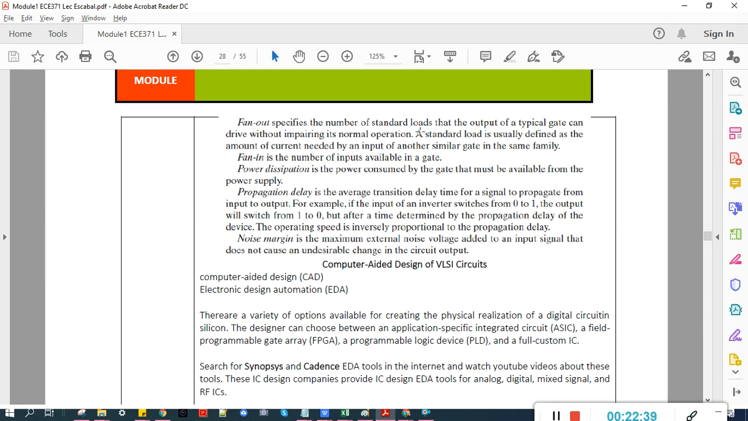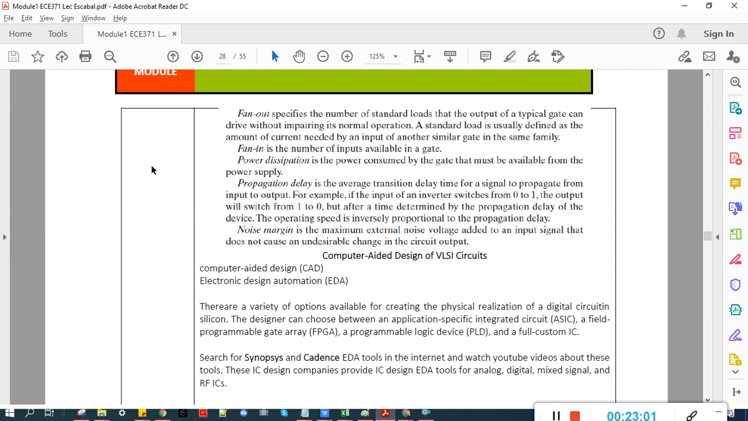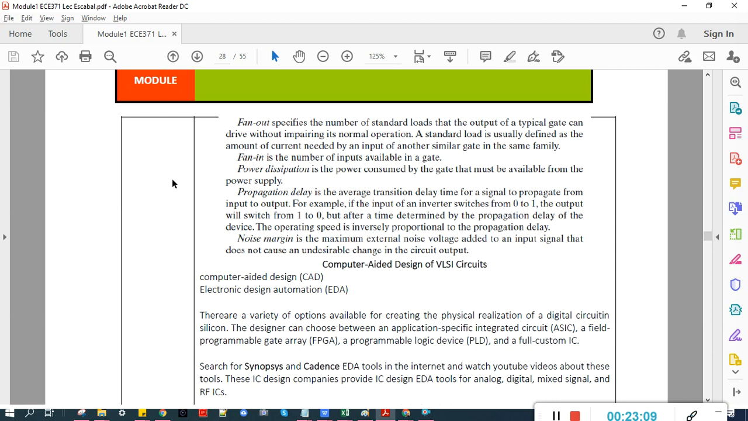This is usually defined as the amount of current needed by an input of another similar gate in the same family. So it is sometimes expressed in the amount of current that it can give to the next stage. Fan in is the number of inputs available in a gate. For example, a logic gate can have 5 inputs or 2 inputs, depending on its capacity.